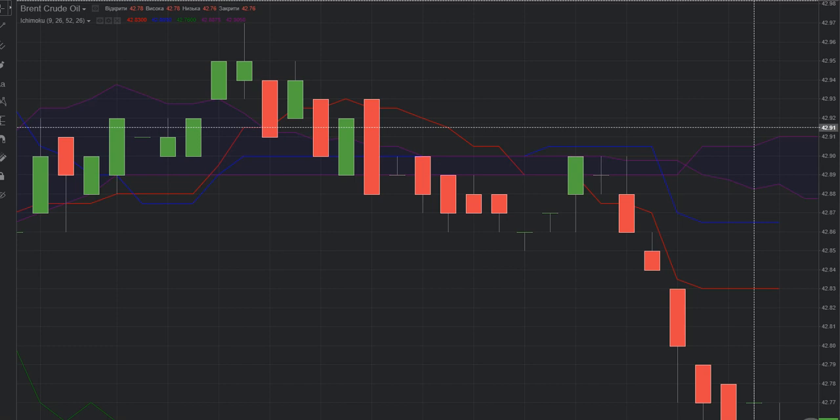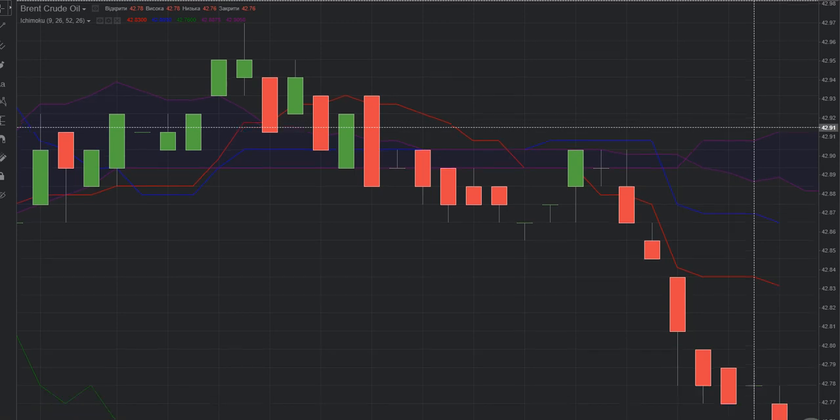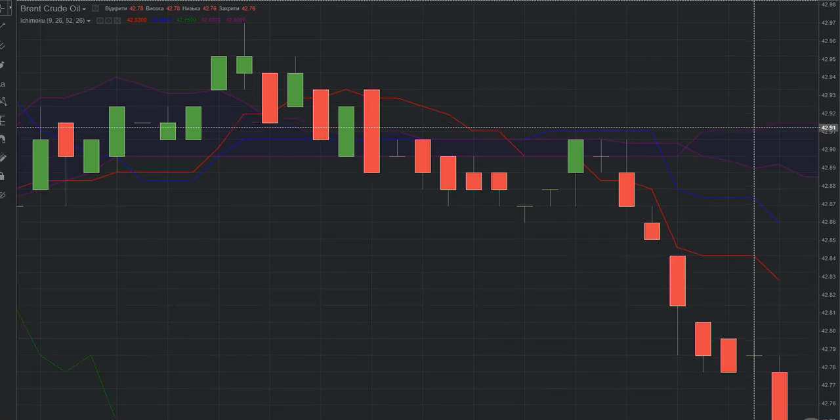First component, the conversion line, also known as the Tenkan-sen. The conversion line shows short-term price momentum on its own. It shows the midpoint price over the last 9 periods, which is the default value for this indicator. The conversion line signals an area of minor support and resistance levels.